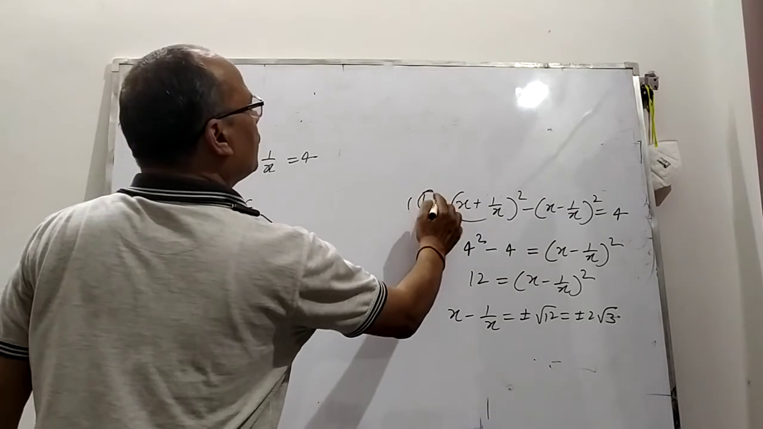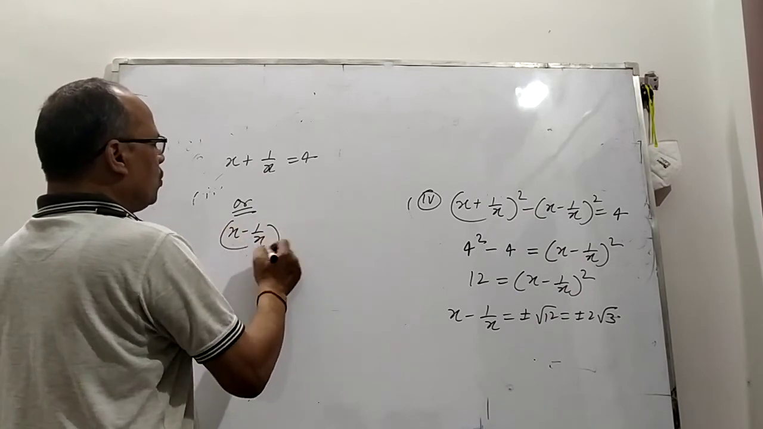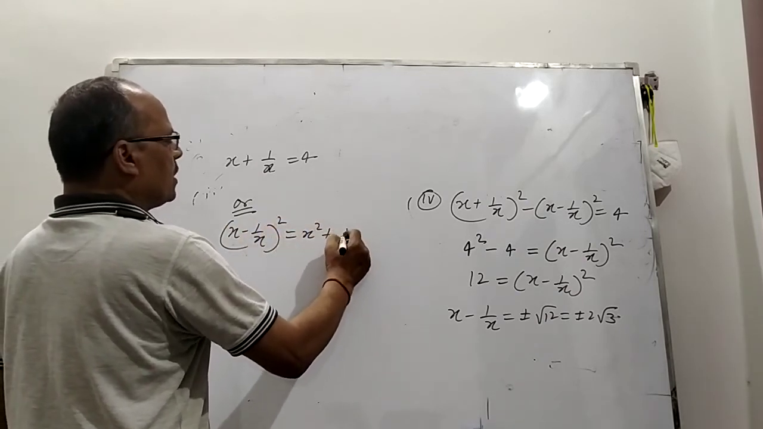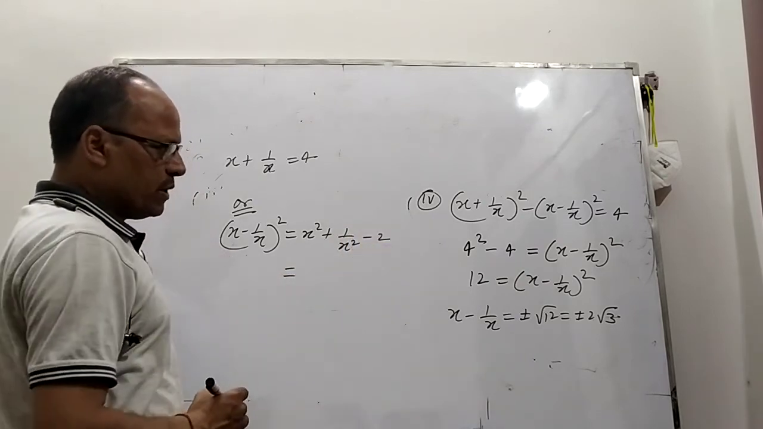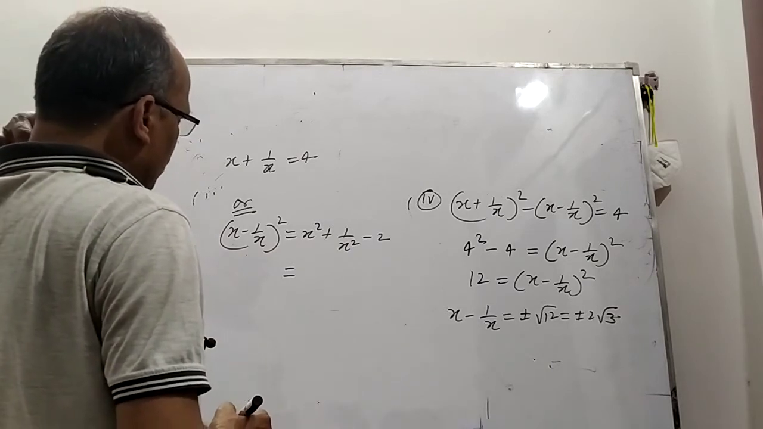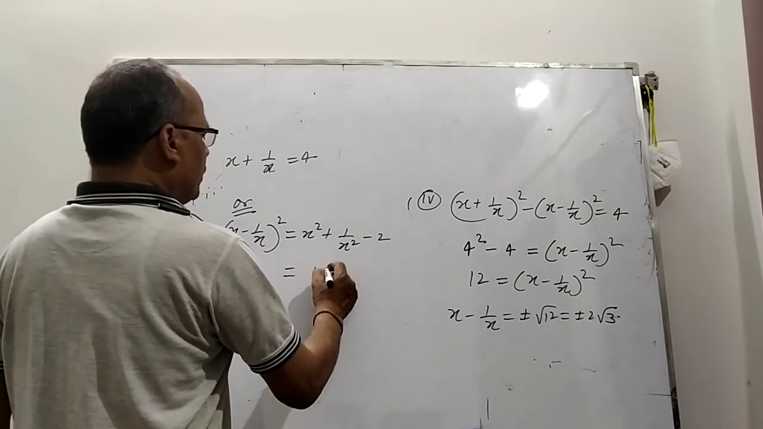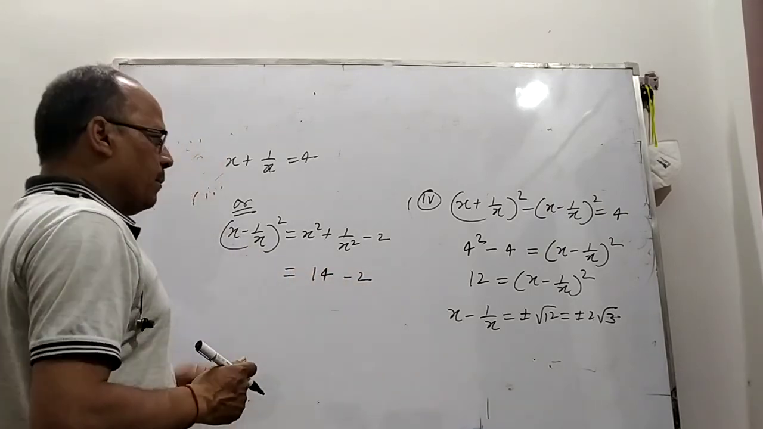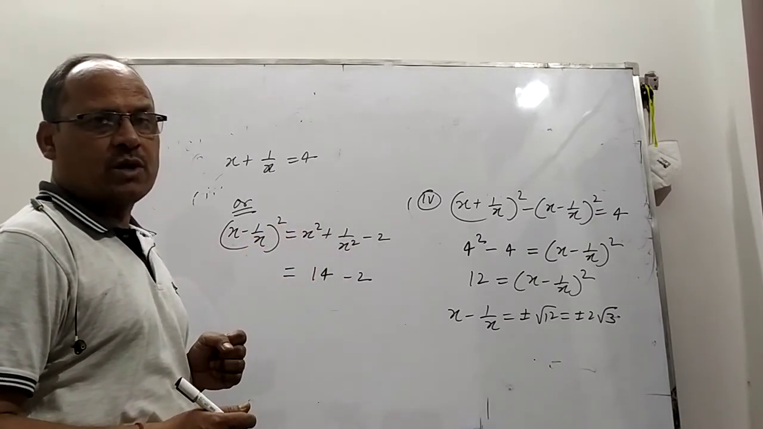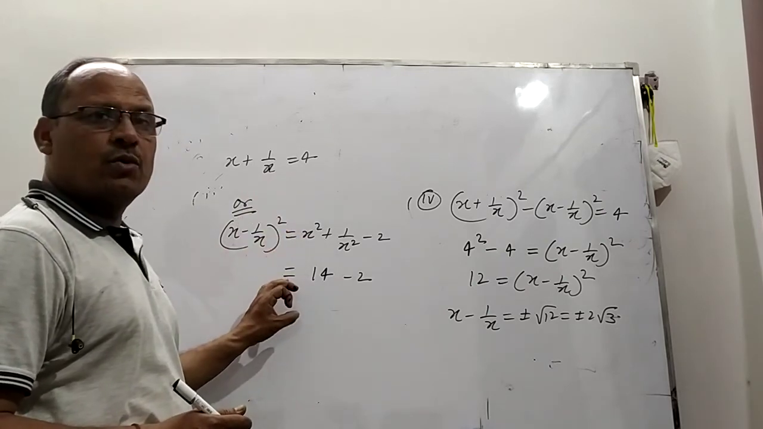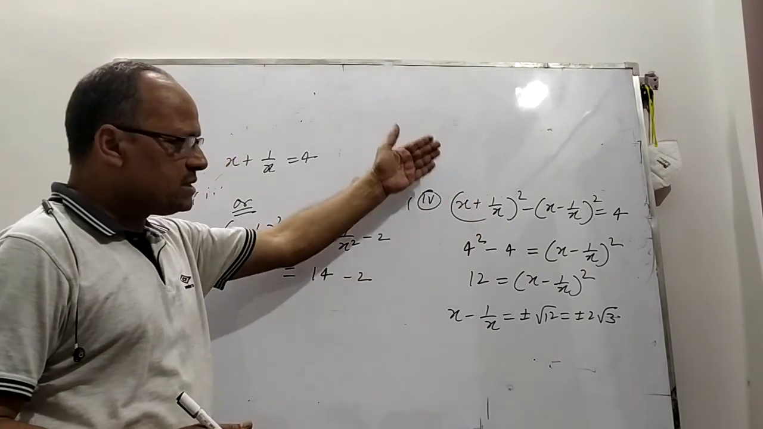This is the fourth part. You will take (x minus 1 upon x) whole square, x square plus 1 upon x square minus 2. और हमने कुछ वैल्यू लिखा है (x plus 1 upon x) का whole square, 14. तो 14 minus 2. Because here, what is necessary? You will get the value of x square plus 1 upon x square. अगर तुमने निकाला है तो इस मेथड को यूज कर लो. और without finding this value, if you want to get this x minus 1 upon x, then you use this one.